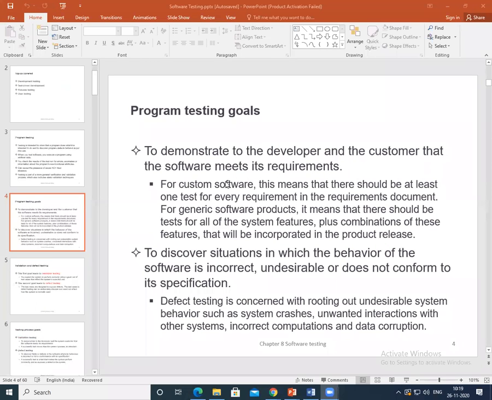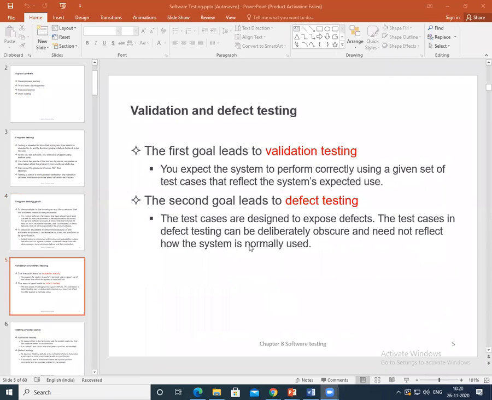Similarly, there is one more goal. This was yesterday's class; I'm just repeating for those who have not concentrated to understand. To discover the situations in which the behavior of the software is incorrect, that is done by defect testing. The objective of defect testing is to identify whether there is a defect, that is, routing out undesirable system behavior. So maybe the system is working, but for proper data it is giving improper output. This has been elaborated through validation and defect testing.